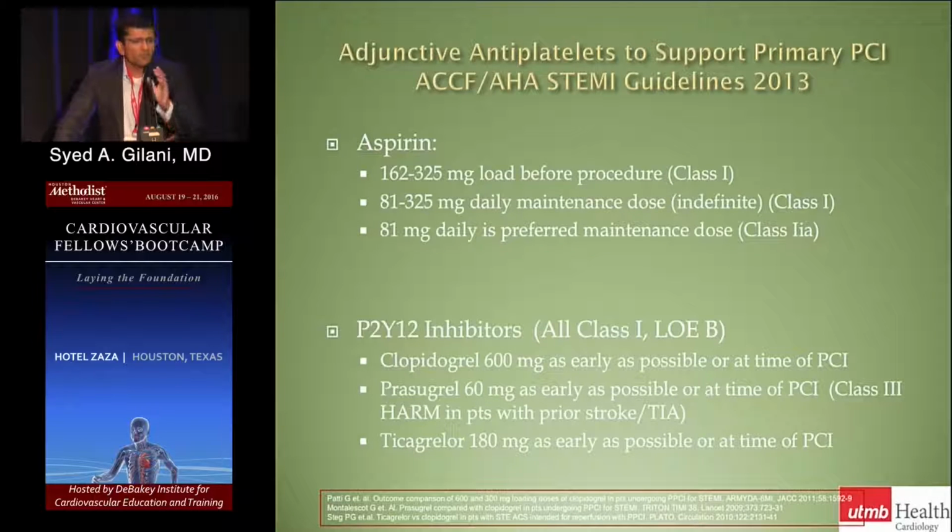If you do primary PCI in these patients, you have to consider antiplatelet and anticoagulant therapy. You should always give these patients aspirin immediately and continue long term. Then you have a choice of P2Y12 inhibitors, which are oral antiplatelet agents. There's a class 1 indication to give Plavix, clopidogrel, prasugrel, or ticagrelor, either one of them. You want to avoid prasugrel in patients who have a prior history of TIA or stroke because of risk of harm.